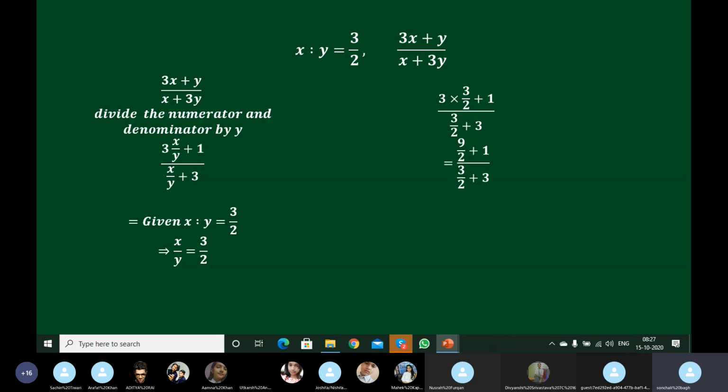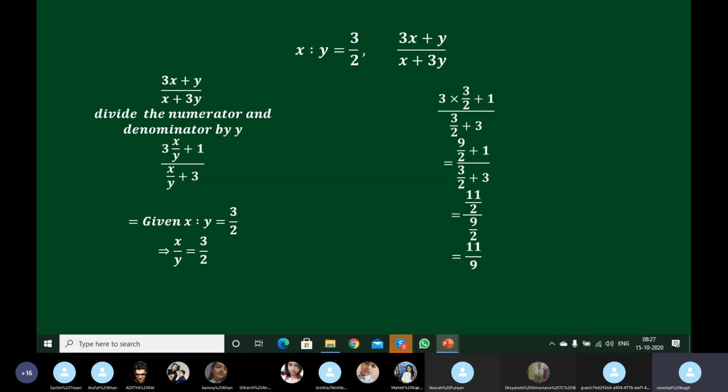Am I right till here? 3 3s are 9 by 2 plus 1, and the denominator is already solved, 3 by 2 plus 3 by 2 plus 3. Taking the LCM, we got 11 by 2 and 9 by 2, and 2 and 2 cancel, so we are left with 11 by 9. Any other answer? Or did anyone not understand how we got this 11 upon 9?